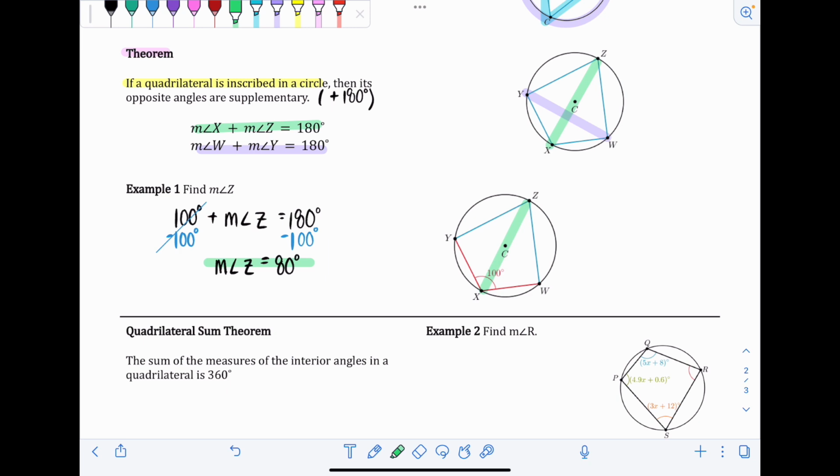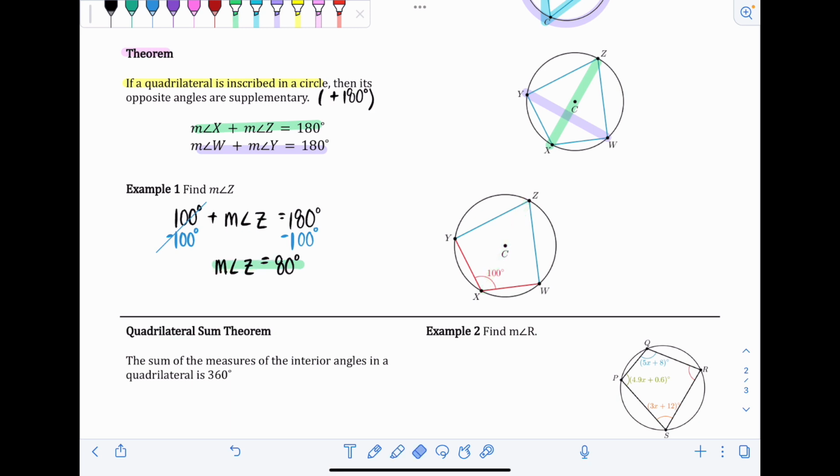Okay, so anytime we have opposite angles within an inscribed quadrilateral, they have to add up to 180. So you can take 180 and subtract the angle that you know to get the remaining angle, in this case 80 degrees. Okay, so the reason why it works, I'm going to erase some of this.